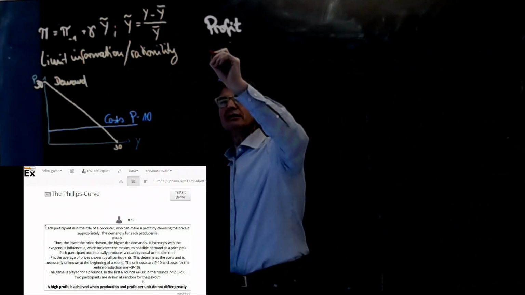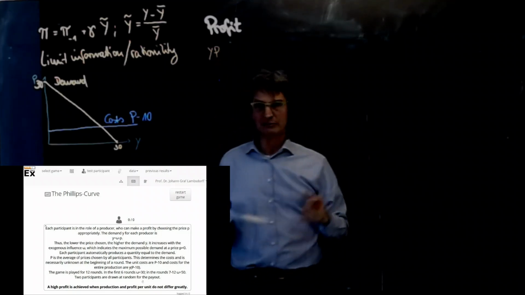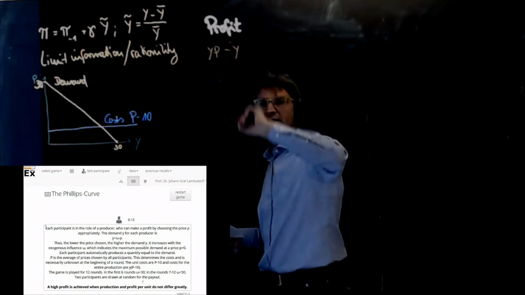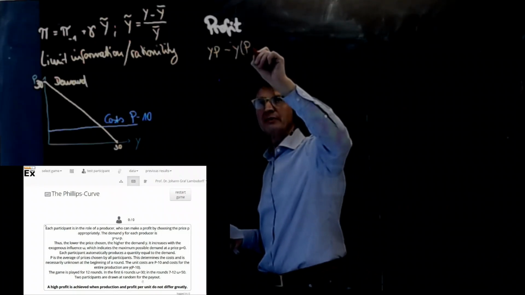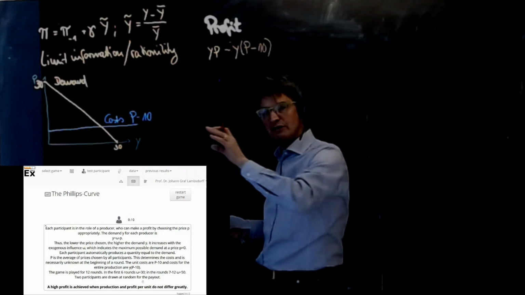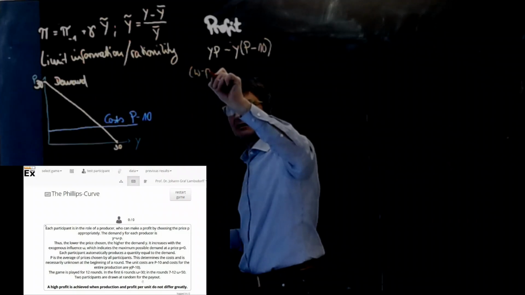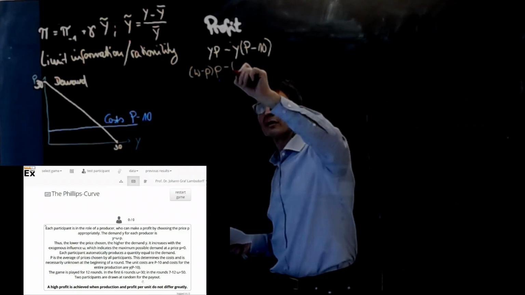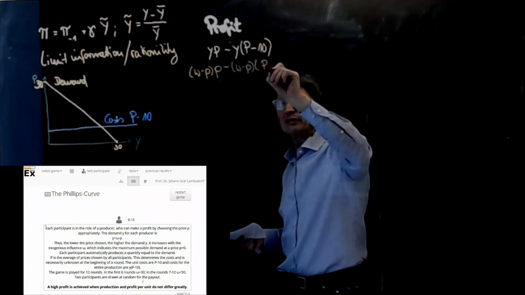The profit is equal to the quantity times the price, which is the revenue, and then subtract the cost, which is the quantity Y times the unit cost, capital P minus 10. And when we insert for demand, we see this is omega minus P times P minus omega minus P times capital P minus 10.